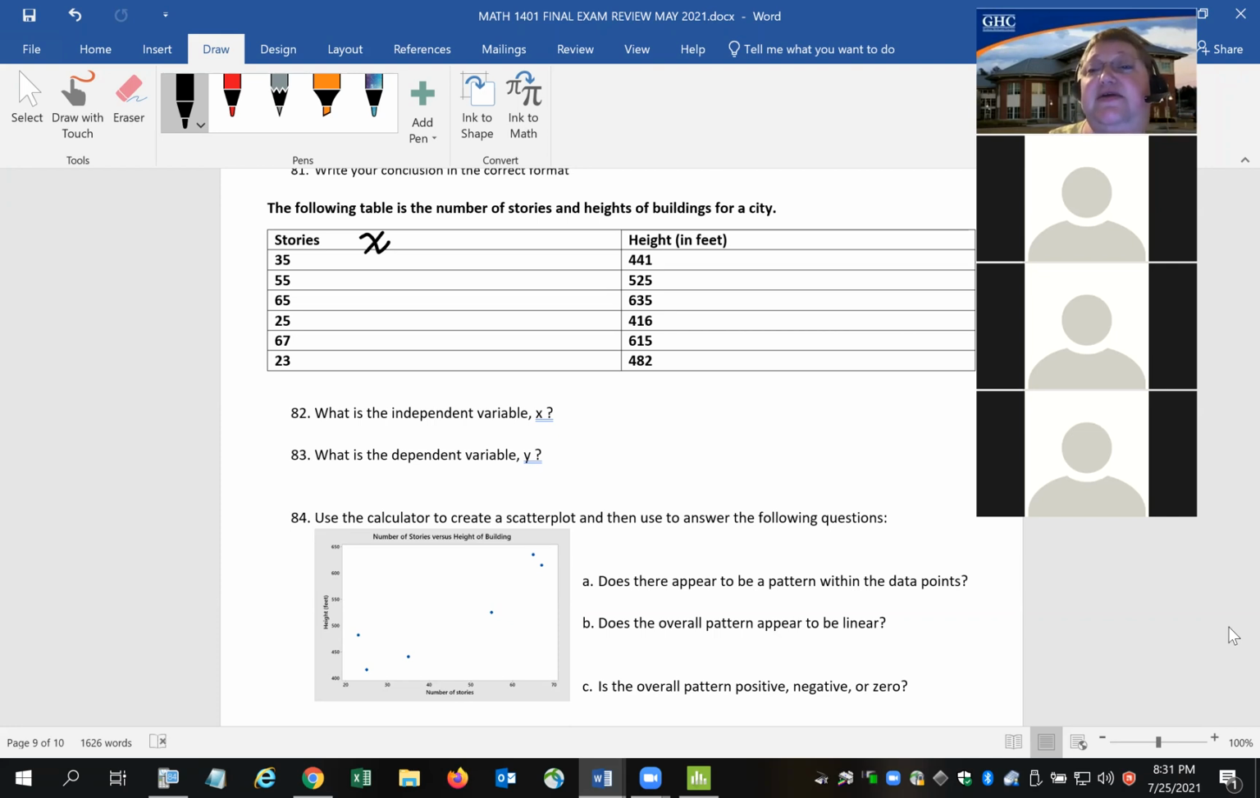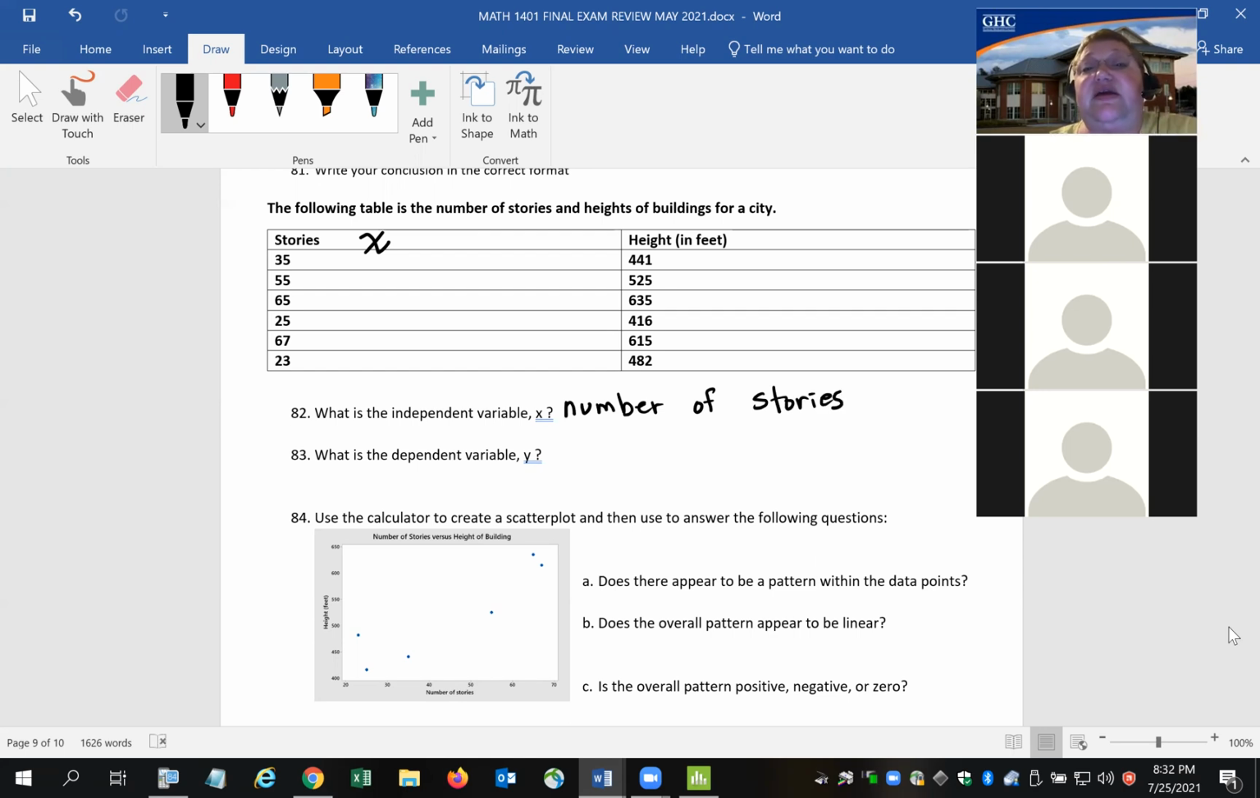And typically, this is kind of a standard across the board, so that whether we're in Georgia or Japan or England, everybody reads it the same way. Typically, your independent is in the left column. That's the standard. So the independent variable here is the number of stories.